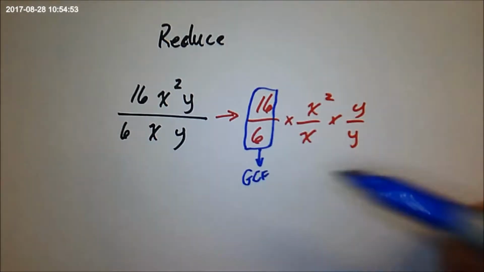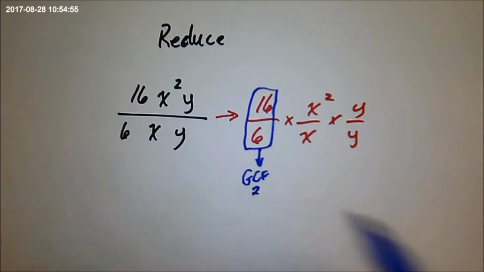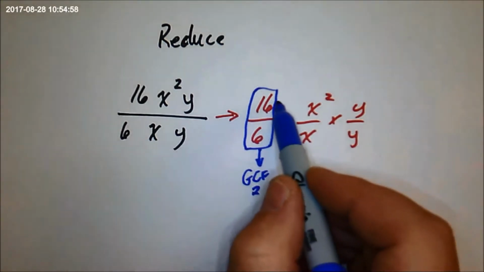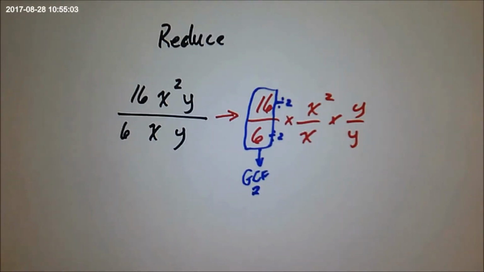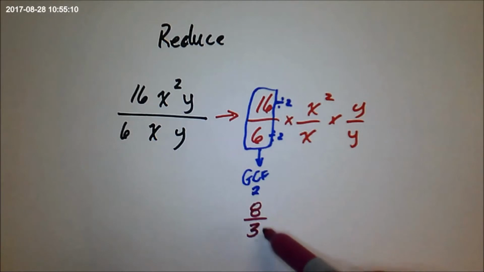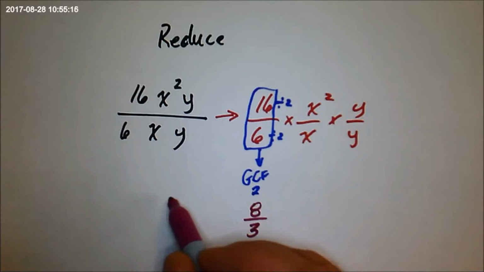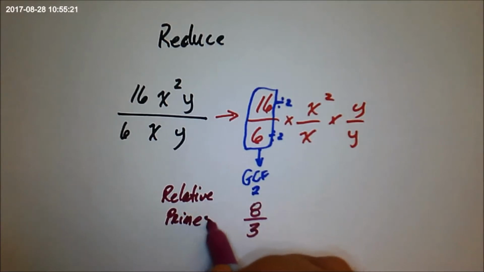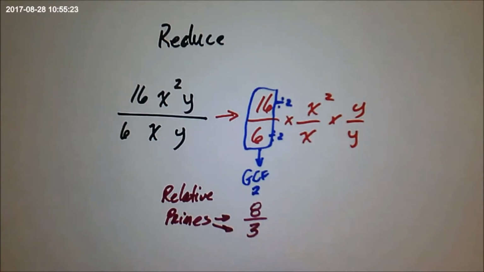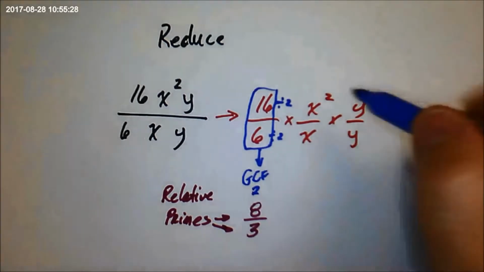Now 16 and 6. The greatest common factor of 16 and 6 turns out to be 2. So we divide 16 by 2 and 6 by 2. Do you see what I mean? 16 divided by 2 is 8, and 6 divided by 2 is 3. There's nothing else that goes into 8 and 3 other than 1. These are called relative primes, sometimes also called coprimes, and that's how you know you're reduced completely. There's nothing else you can take out.